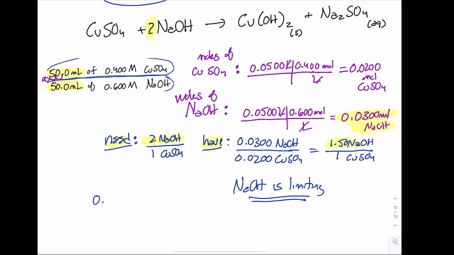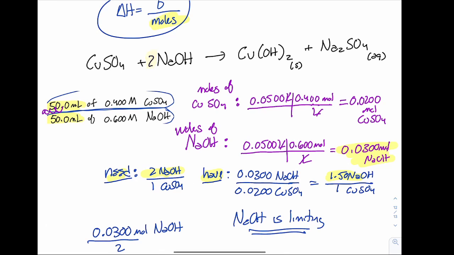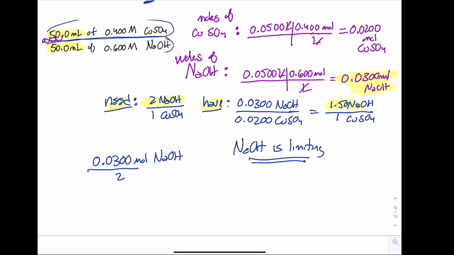So I'm going to take my 0.0300 moles of sodium hydroxide, and then I'm just going to divide that by 2 because I have this 2 here in my equation. So I need to scale it down. I don't want 2 moles of sodium hydroxide on the bottom. I want it per mole, right? Not per 2 moles. So I am going to divide that by 2, and I'm going to get 0.0150 moles. And then that's the number that we're going to divide into Q to get my enthalpy change.